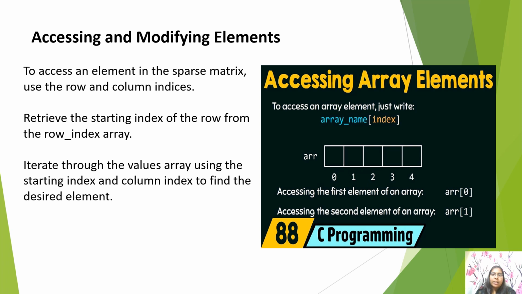Accessing array elements. To access an array element, just write array name[index]. Let us take an example array consisting of indices 0, 1, 2, 3, 4. Accessing the first element of the array gives 0. Accessing the second element of the array gives 1.